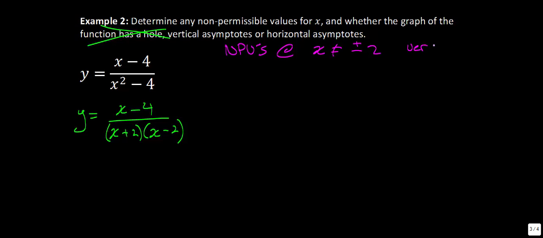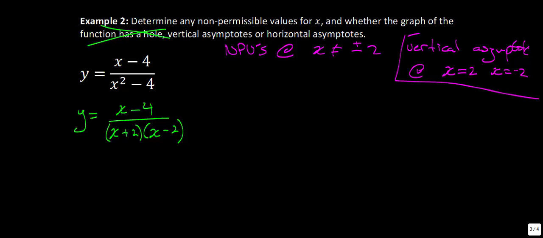So let's answer one part of the question. We have a vertical asymptote at x equals 2 and x equals negative 2. Okay, so that's one thing that we've done. We've tackled that part right there.